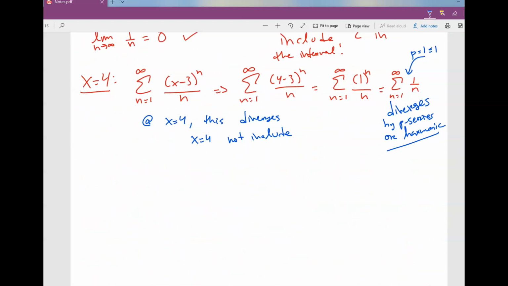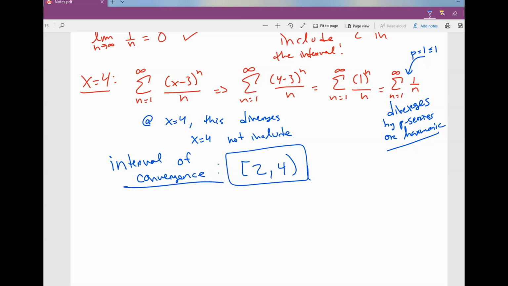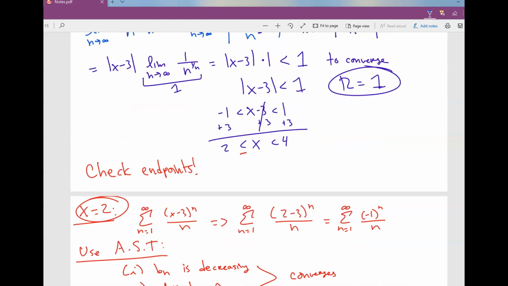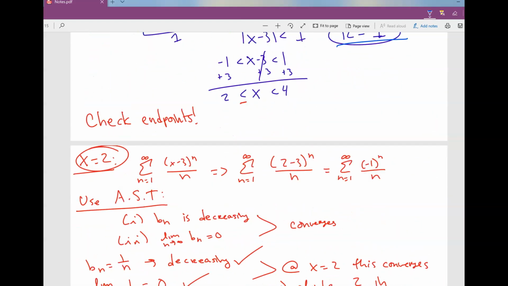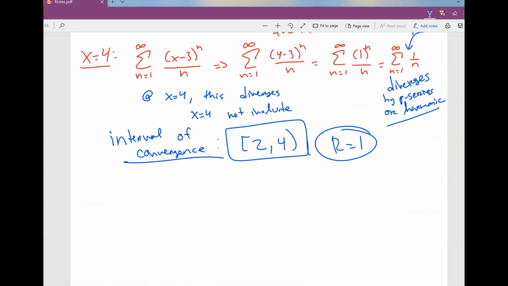So my interval of convergence will be from 2, which we're including, all the way to 4. And remember, our radius of convergence was equal to 1, which is in the previous one right here, r equals 1. Notice that you always want to check the endpoints, because you never really know if it's going to converge or diverge.